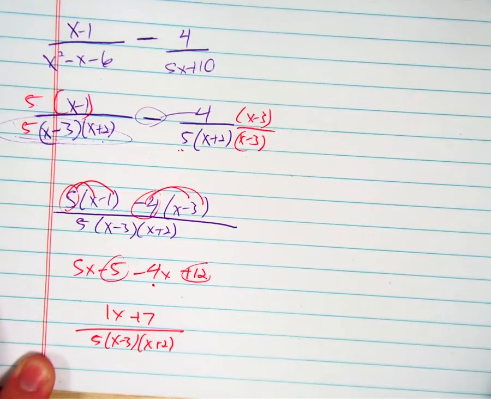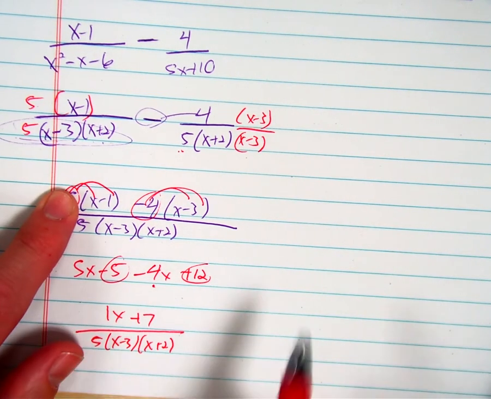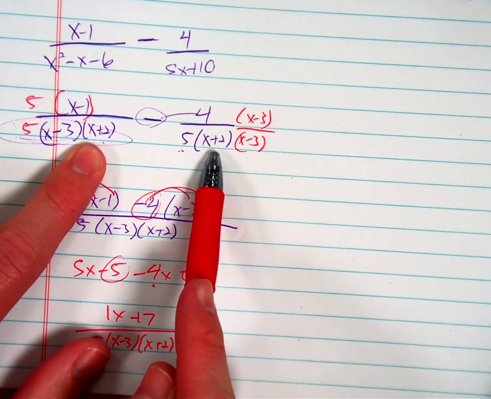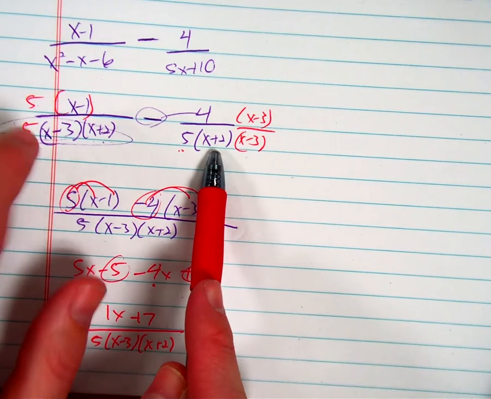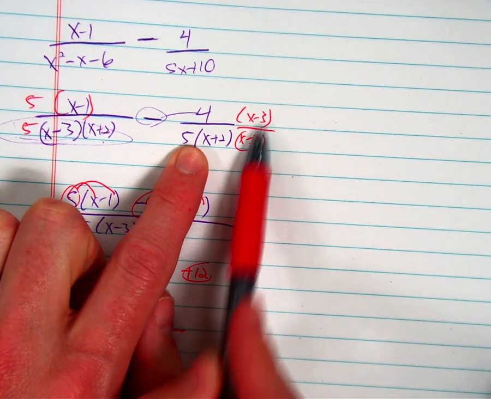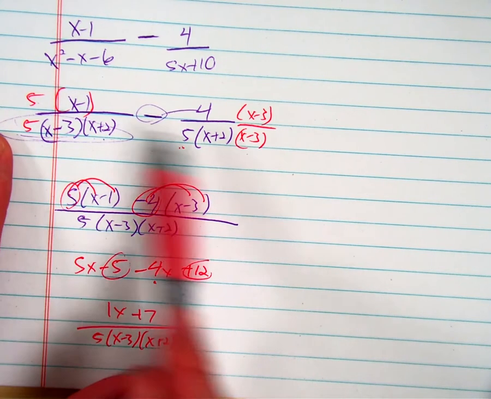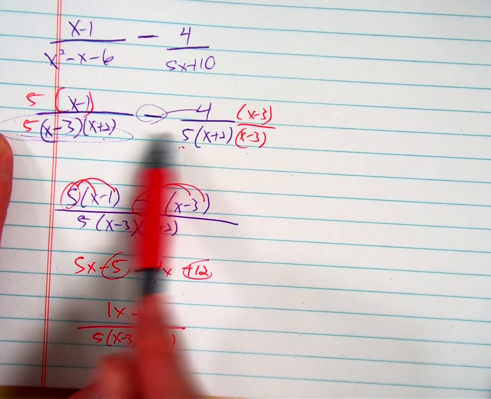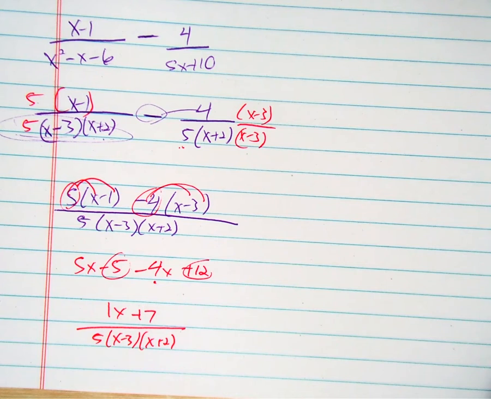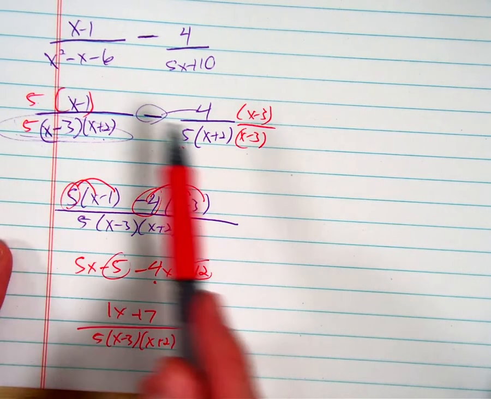Okay, take a look at that again. Factored out the bottoms. They have the x plus 2 in common, but what is this one missing from that side? It was missing the x minus 3, so I did x minus 3 to the top and bottom. What was this one missing from that? It was missing that times 5, so I did times 5 top and bottom. So now they have the same denominators.